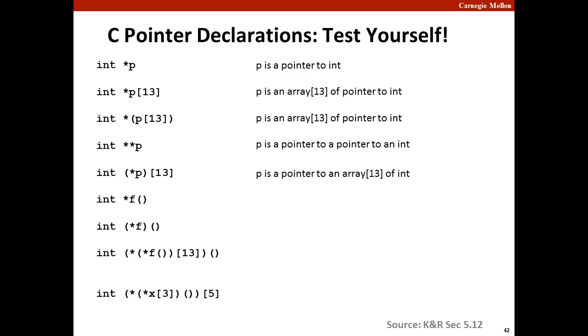So my type is now an integer. So p is a pointer to an array of 13 integers, because I pulled that star from the integer, from the type, over to p. Okay?